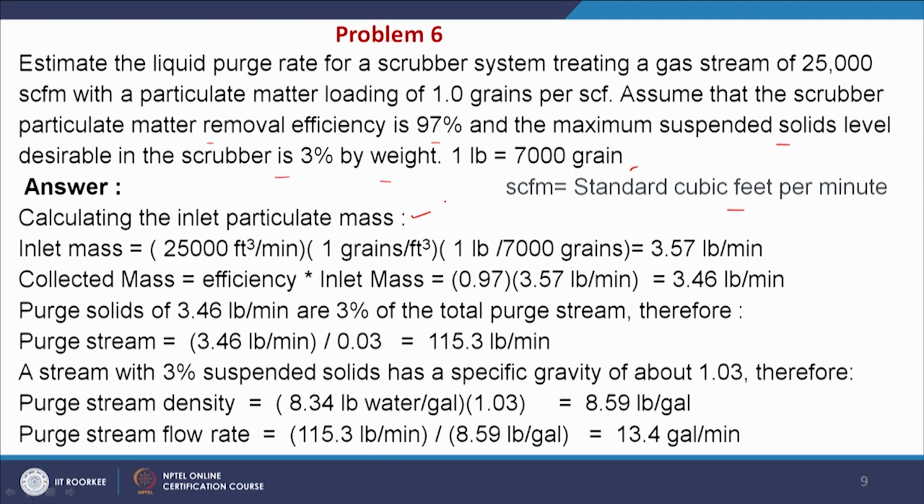So, the inlet mass is equal to 25,000 cubic feet per minute, that is the volumetric flow rate, and 7,000 grains is equal to 1 pound, and we have a particulate matter loading of 1.0 grains per cubic foot. So, this is our SCF multiplied by this 1 grain per feet cube. So, this will be our grains, and 7,000 grains is equal to 1 pound. So, divided by 7,000, that will be 3.57 pound per minute.